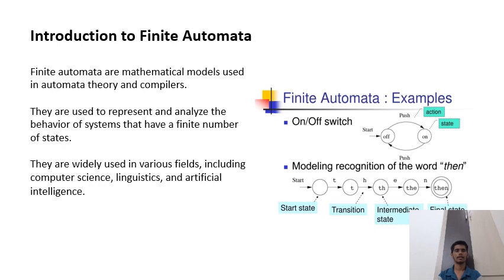Introduction to finite automata. Finite automata are mathematical models used in automata theory and compilers. They are used to represent and analyze the behavior of systems that have a finite number of states. They are widely used in various fields including computer science, linguistics, and artificial intelligence.